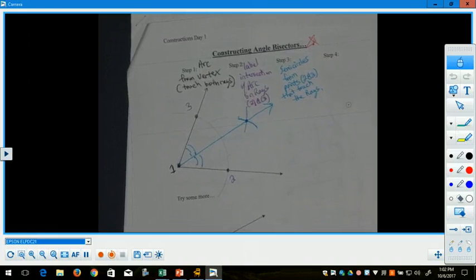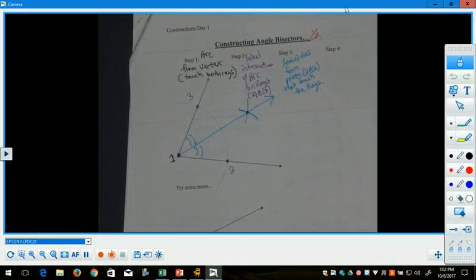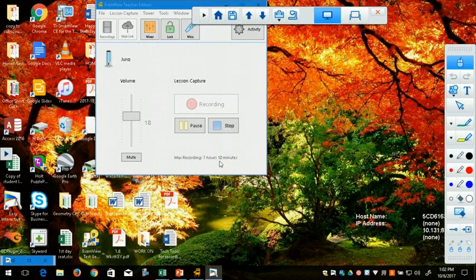Please try this at least twice to make sure that you can do it. I'll come by if you need help with this construction. This concludes the construction notes for now. We'll have to do a separate instance for constructing congruent angles.